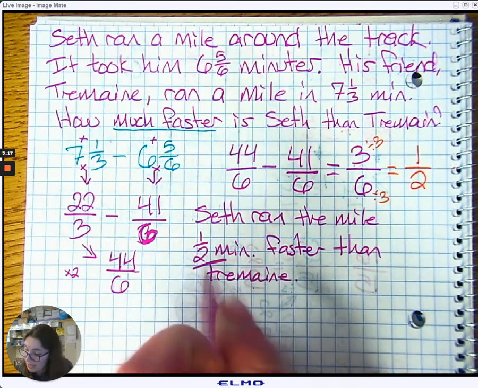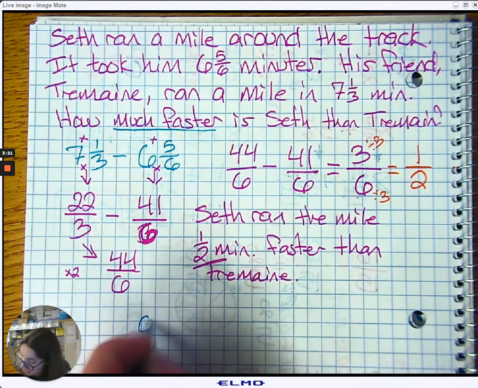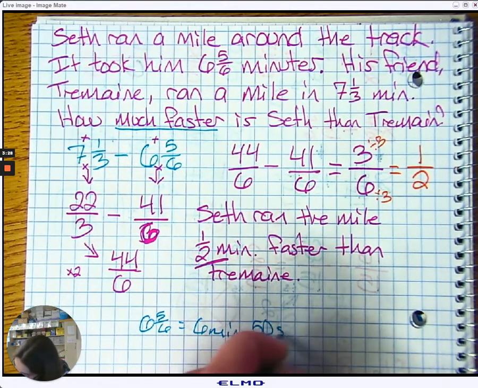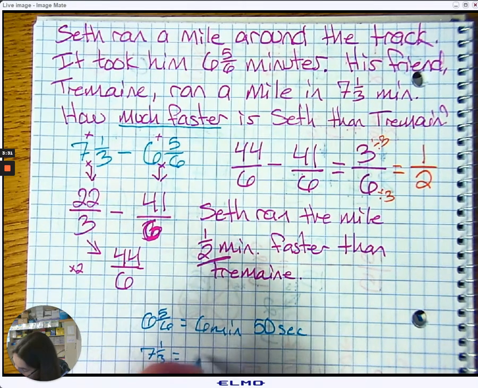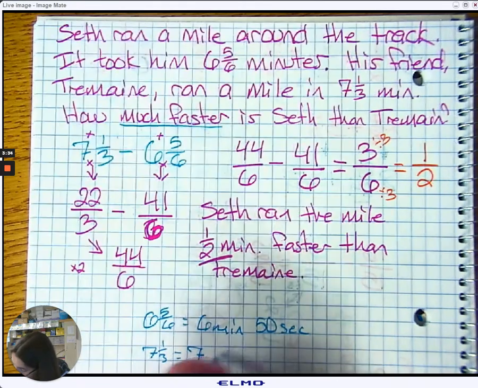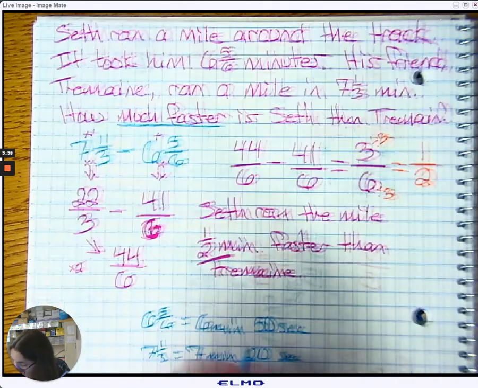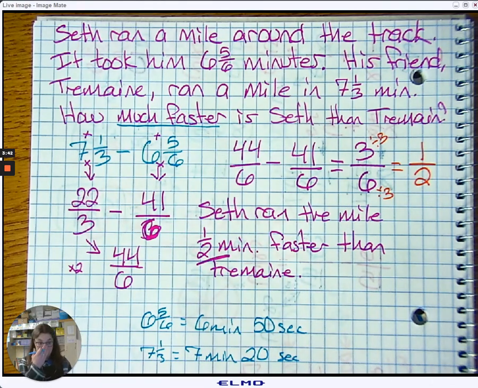We can also find that, as I said earlier, 6 and 5/6 equals 6 minutes 50 seconds. And 7 and 1/3 minutes equals 7 minutes and 20 seconds. And from 50 seconds to 20 seconds is 30 seconds, which is half a minute.